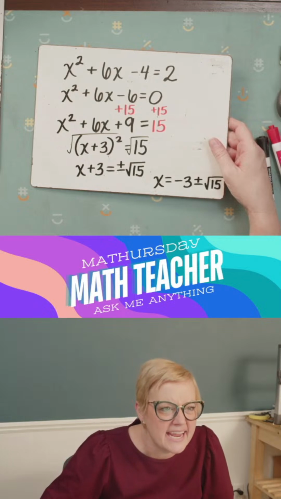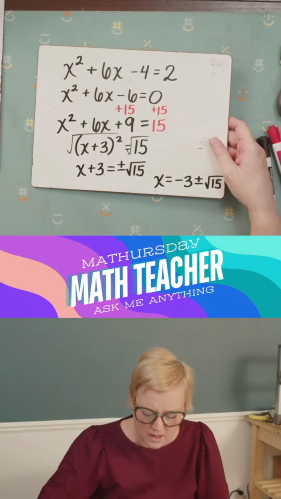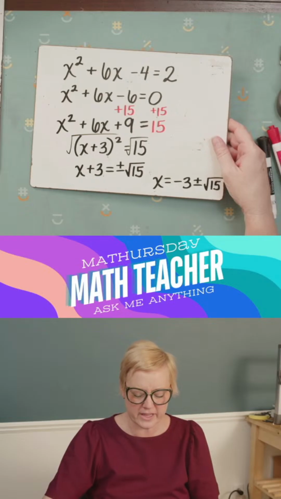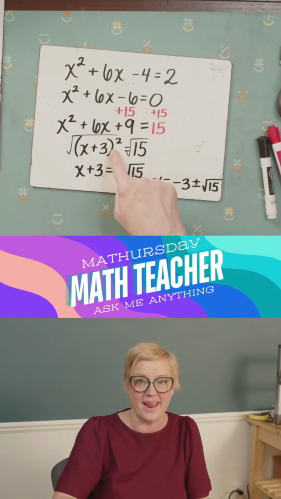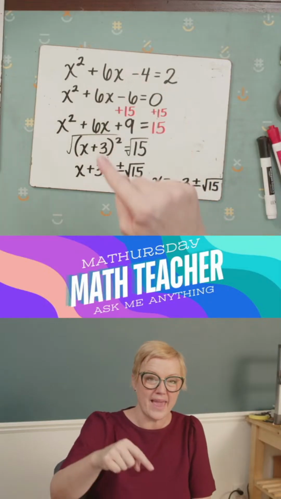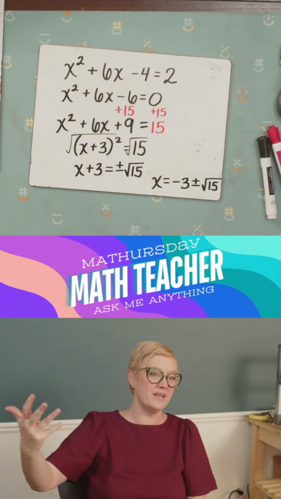So Danny, with the square root method, you can't really do the square root method with it. Well, you can do the square root method once you complete the square, right? But before you complete the square, you can't take the square root. That's what completing the square is all about.